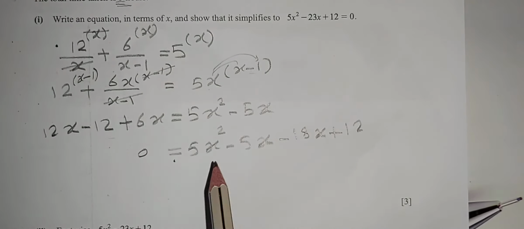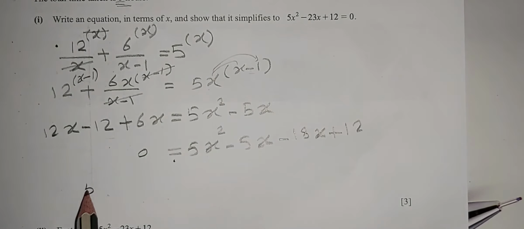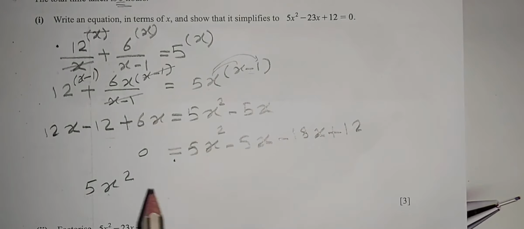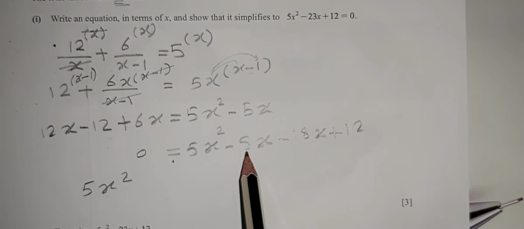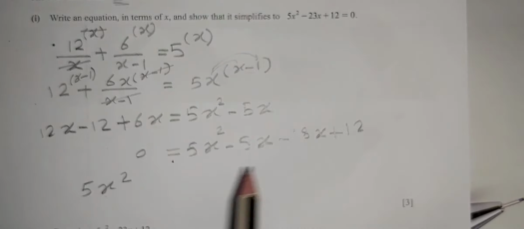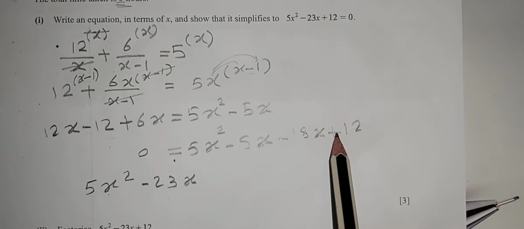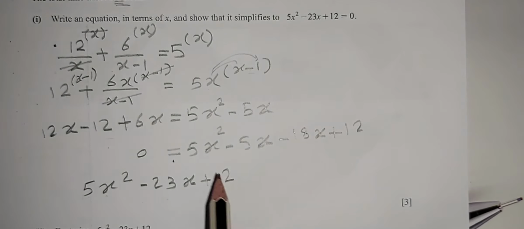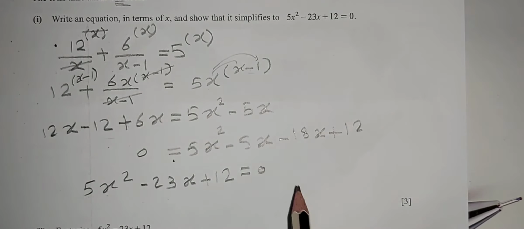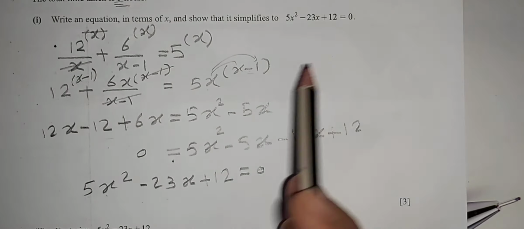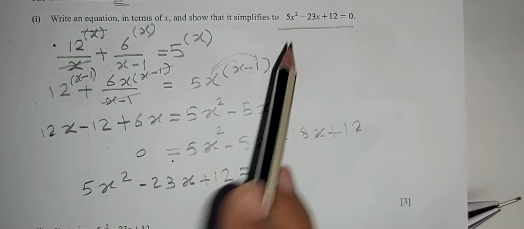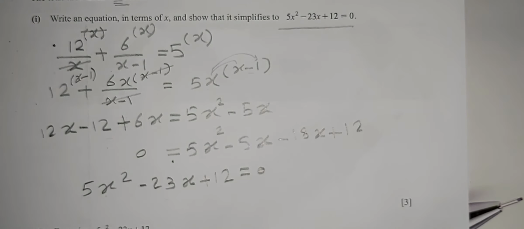Now 5x squared minus 5x minus 18x is minus 23x, minus 23x plus 12 equals 0, as required up here.